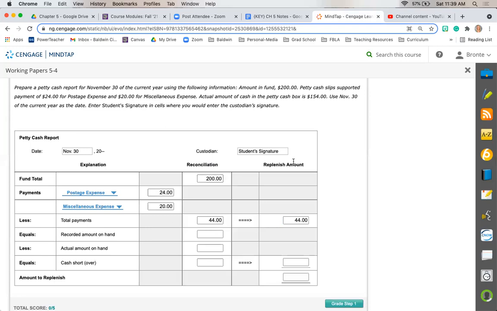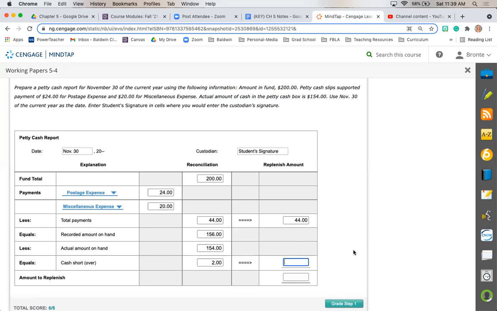The recorded amount on hand, if we take that $200 that we started with and we subtract our $44 that we said we used, then we should have $156 left in our petty cash fund. They tell us that the actual amount of cash was $154. So we say there should be 156. When we physically counted the cash, there was 154. So we're $2 short.